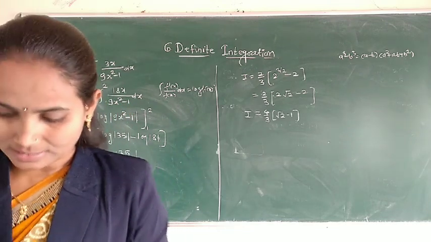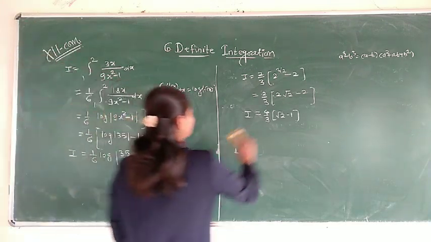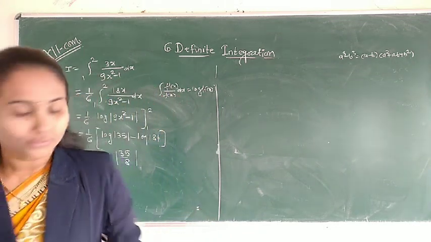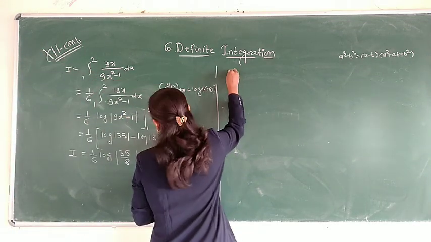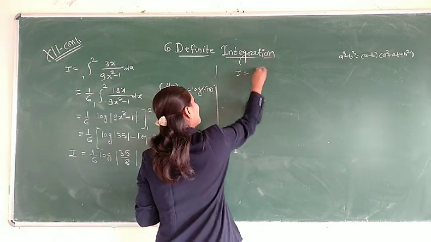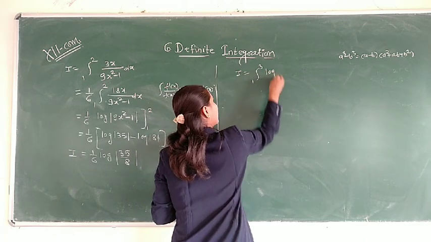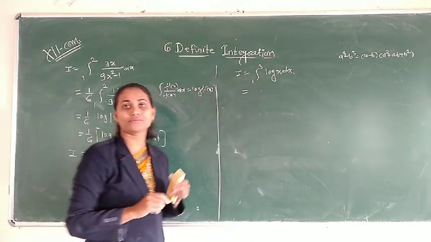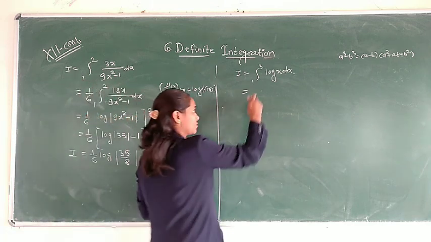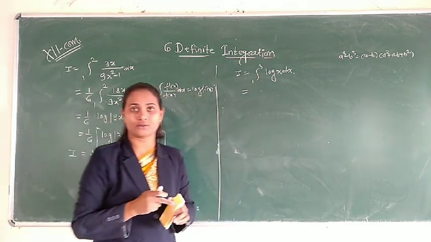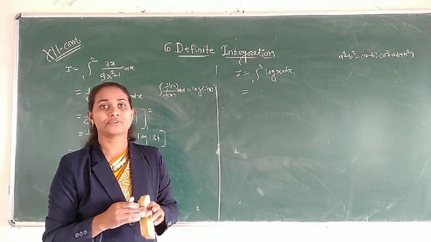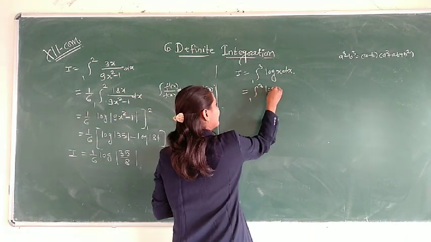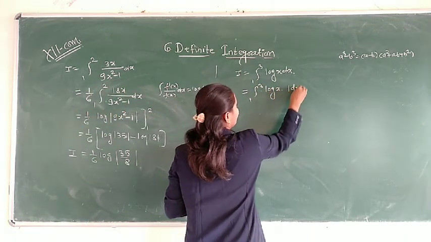Now see the next last question in our exercise 6.1. Integration 1 to 3 log x dx. This type of example we solve by using integration by parts. So for finding the integration of log x, we take the second function v as a 1. 1 into 3 log x into 1 dx.